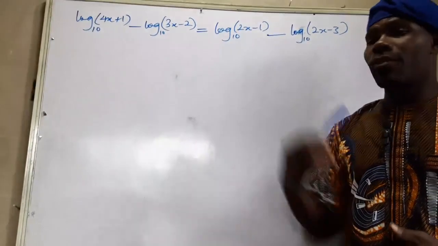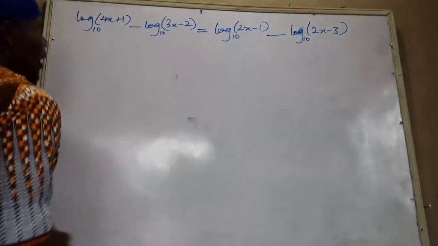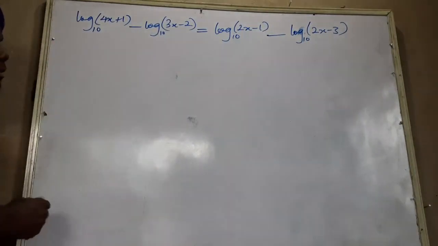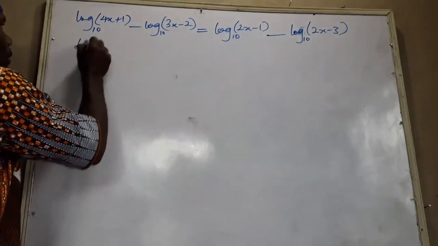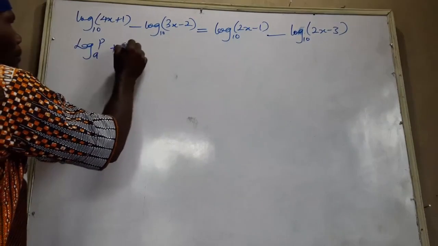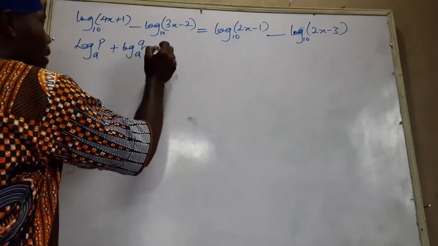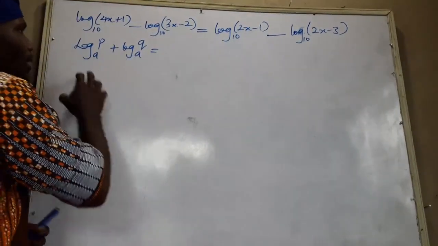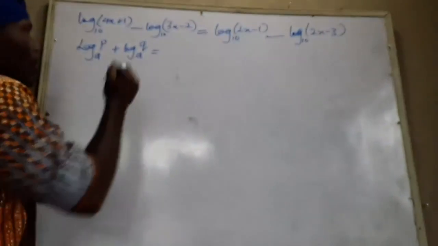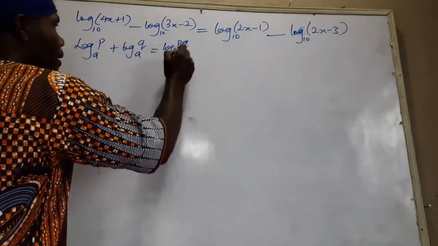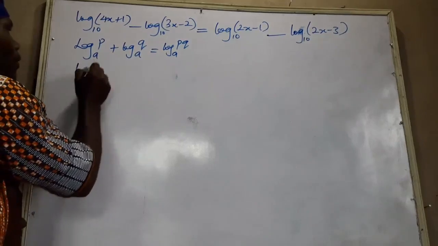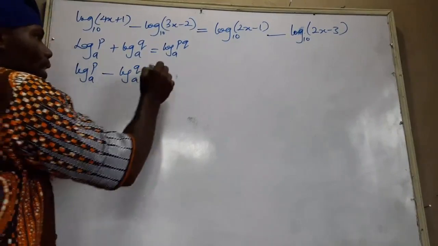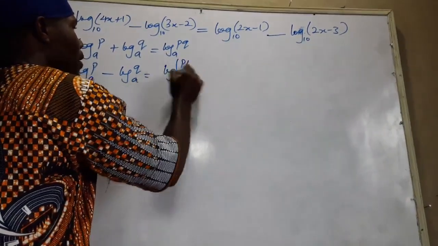So now, let's solve this question. In solving this question, there are some rules that you must consider. The first one says that log p base a plus log q base a is equal to, since they are positive, they are to add together, it will surely give you log pq base a. In case they are minus, we have log p base a minus log q base a. Because it is minus, the law lets us know that it is p divided by q base a.